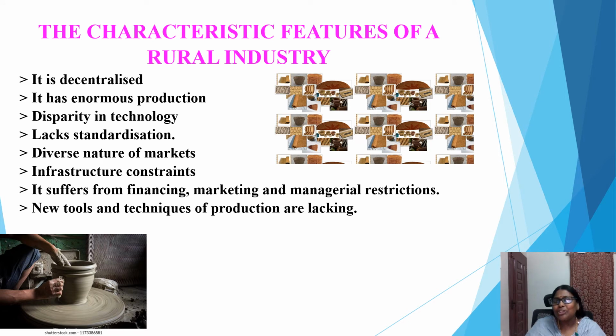I would now like to move on to the next part, the characteristic features of rural industry. It is decentralized and the units are thinly and widely spread. Rural industries have enormous variety in production, traditional as well as non-traditional. There is vast disparity in technology employed as well as scale of production. The sector lacks standards and standardization.